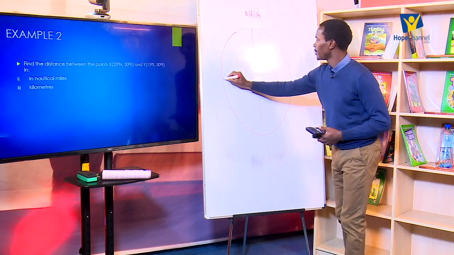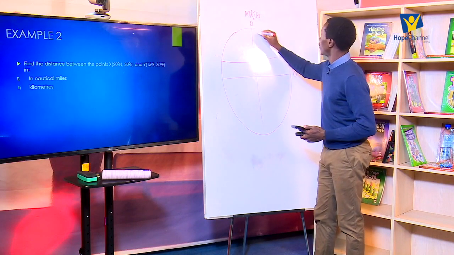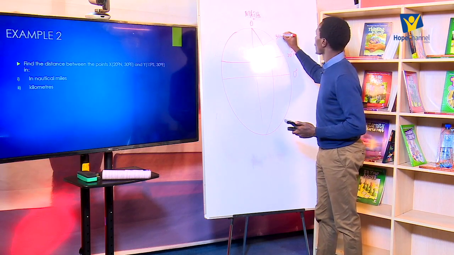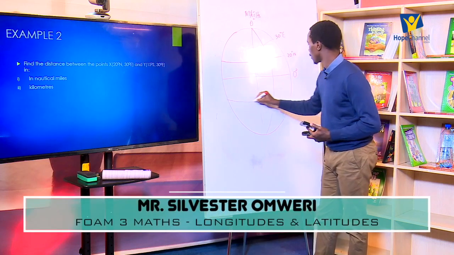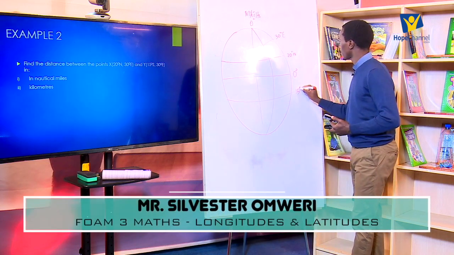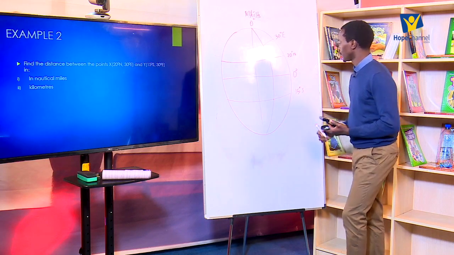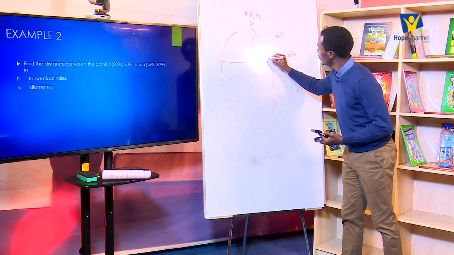Always locate the prime meridian and the equator, 0 degrees, 0 degrees. Now we have x, that is 20 degrees north. So this is 20 degrees north. Then we have 30 degrees east. And then we have y, that is 15 degrees south. And then it is 30 degrees east, of course. So this is y here, and this is x, this point.